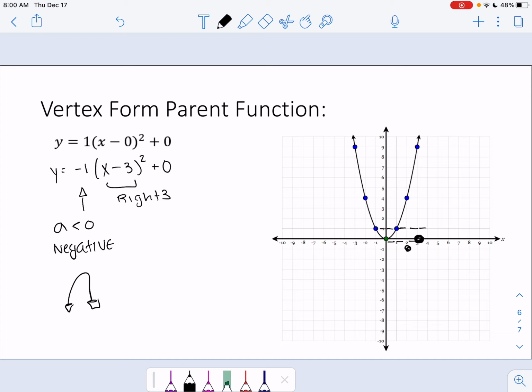Same for the others, 1, 2, 3, and then flip it. And now I have my new function. It's exactly the same as the parent function, except it's flipped because of that negative a, and it went right 3.